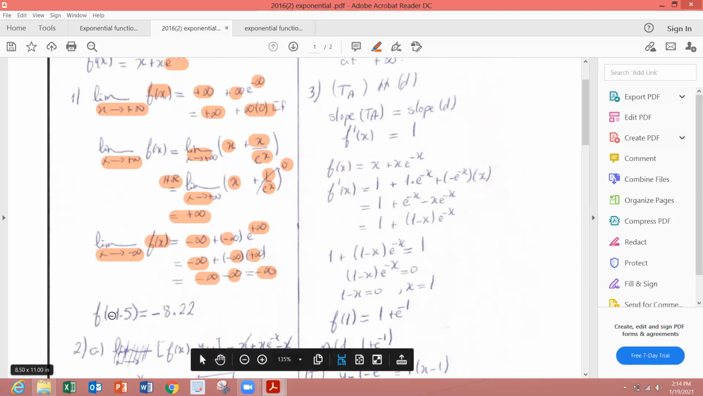F of minus 1.5, by using the calculator, is minus 8.22. This is a particular point.